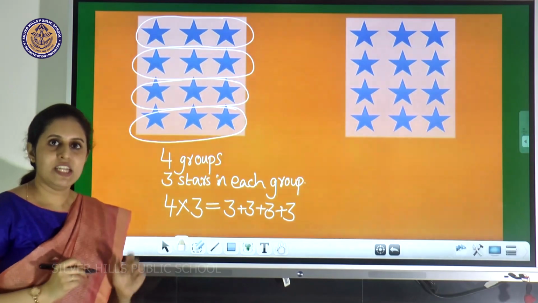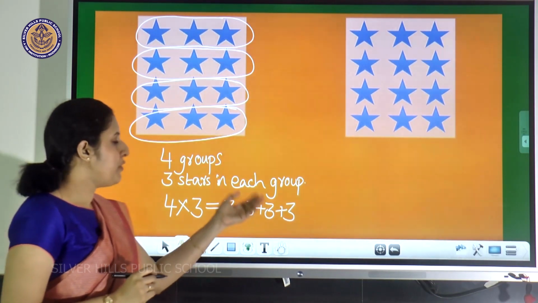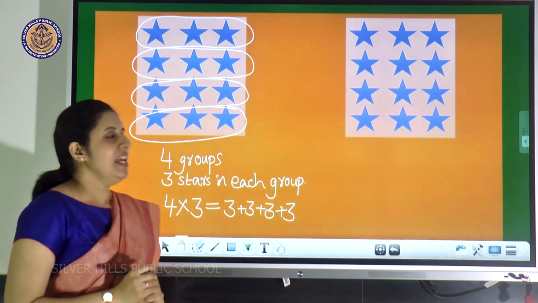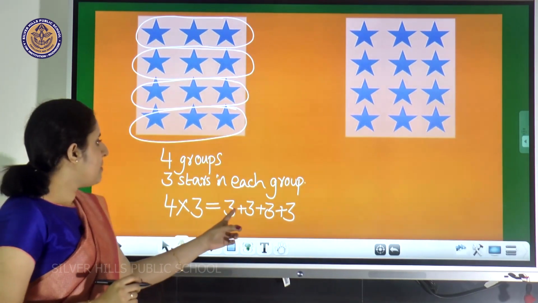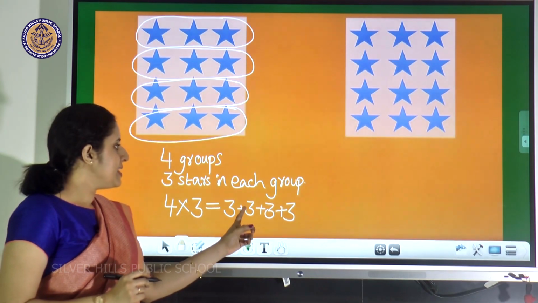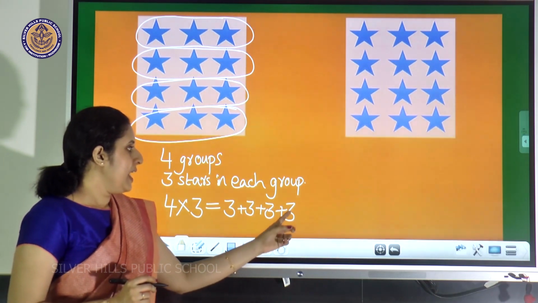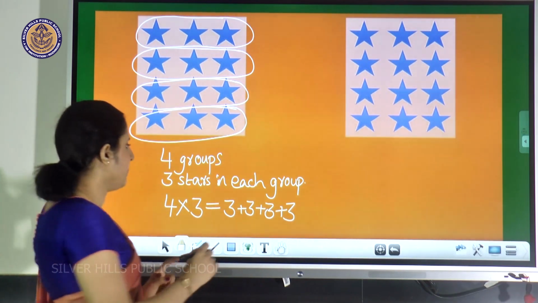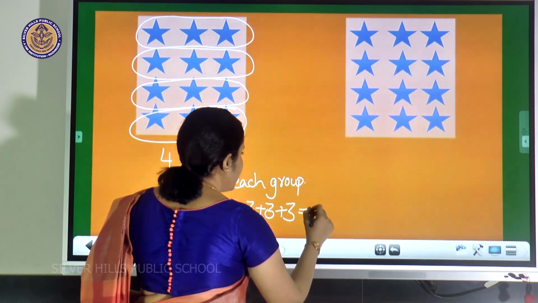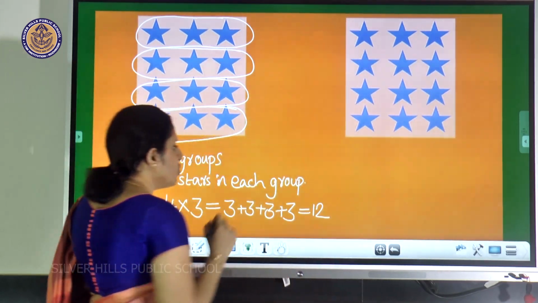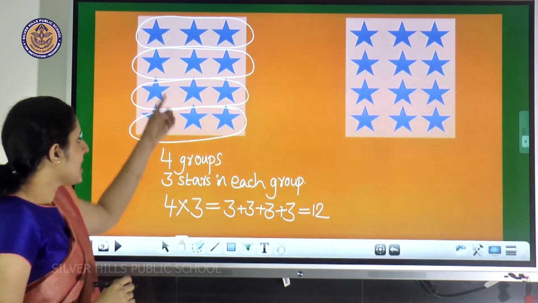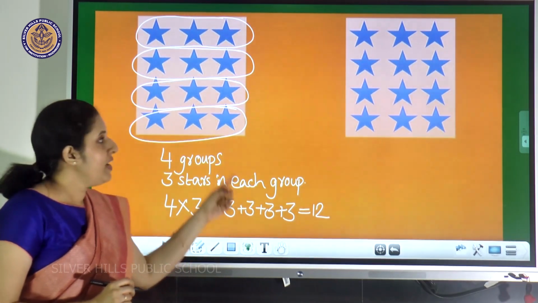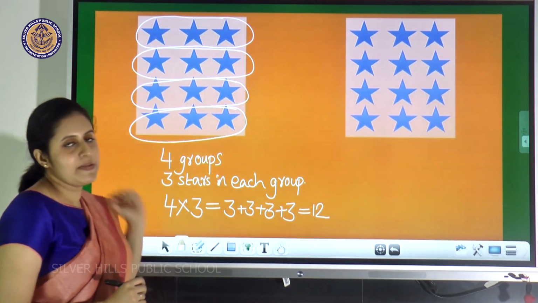4 times 3 you have added. How do you find the answer for 4 times 3? Yes, you can either skip count or you can add them. Yes, 3 plus 3 means 6. 6 plus 3 is 9. 9 plus 3 is 12. So, how many stars are there all together? 12 stars are there all together. Now, this answer we got when we have grouped them like this.